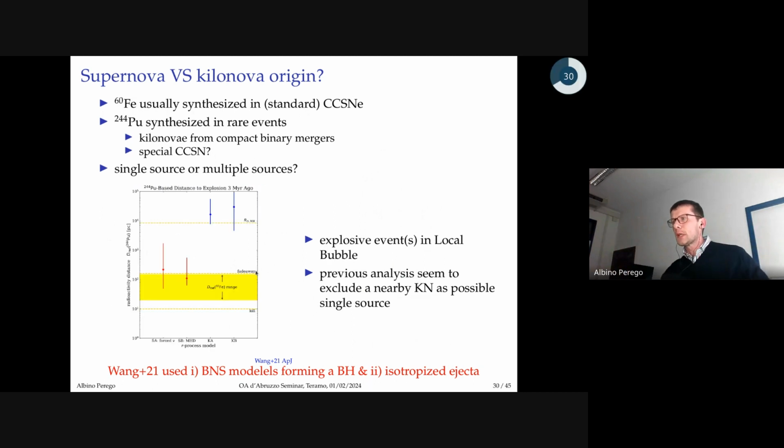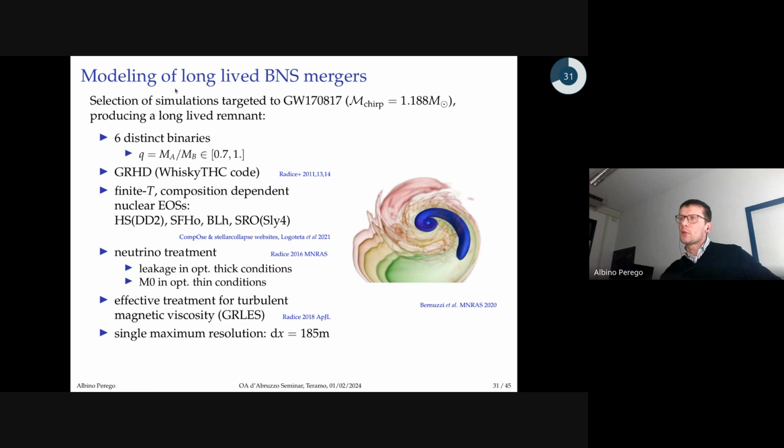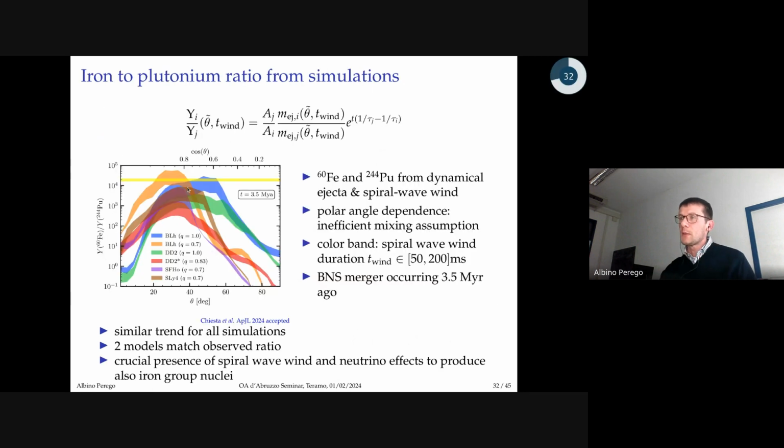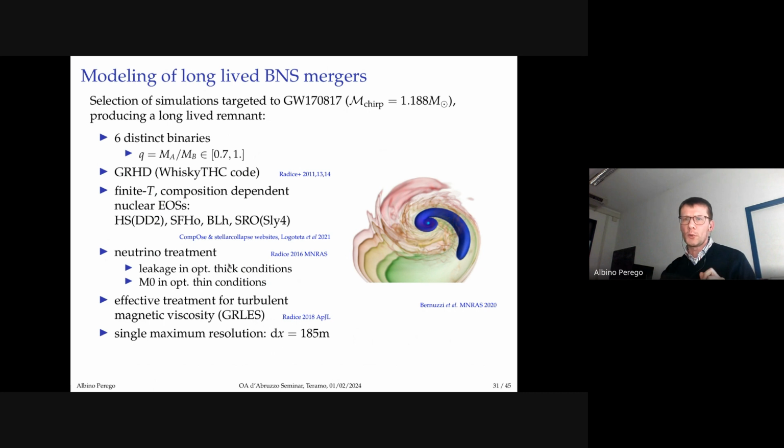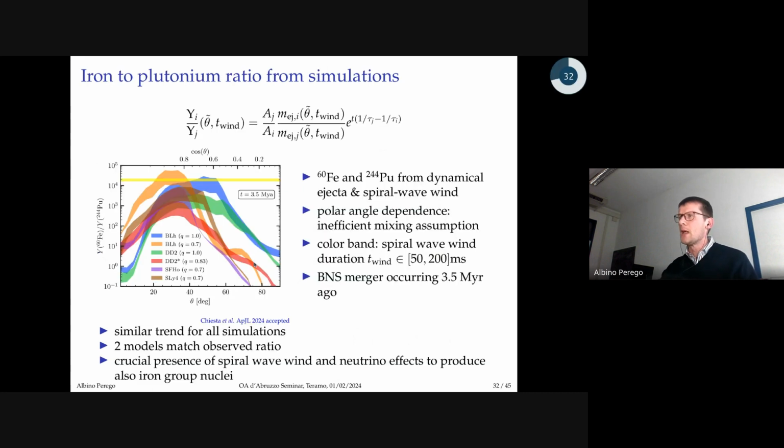So what we did, okay, this is more detailed. We considered other simulations from our database of GW170817, different from the previous ones. We considered distinct binaries, with the same setup as before, so I won't go through it again. But the important point is that none of the simulations we considered formed a black hole. So they had a long-lived remnant, and so they also had a spiral wave wind ejecta. Then we computed the ratio, but not summing over everything, rather as a function of the polar angle of the emission, and this is what came out.